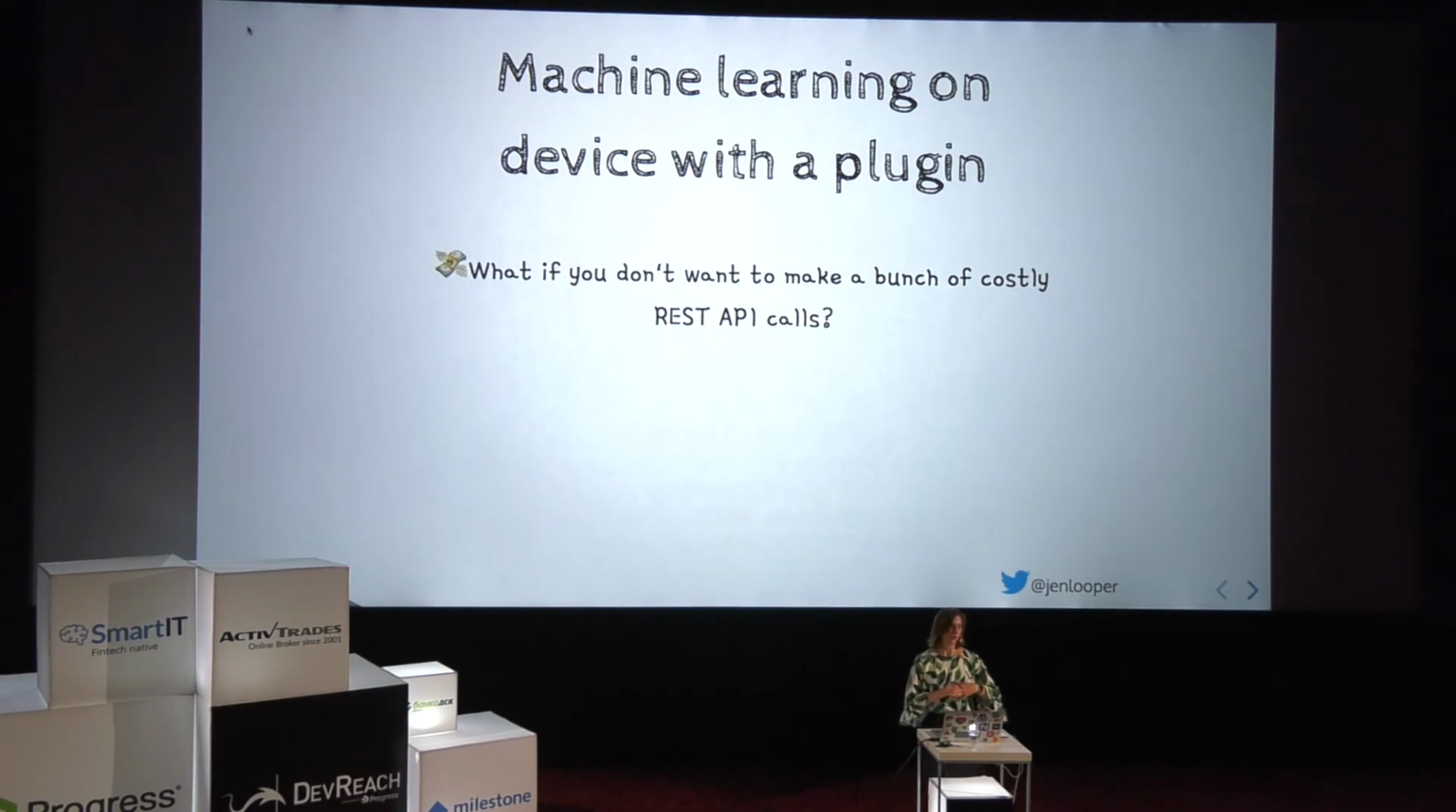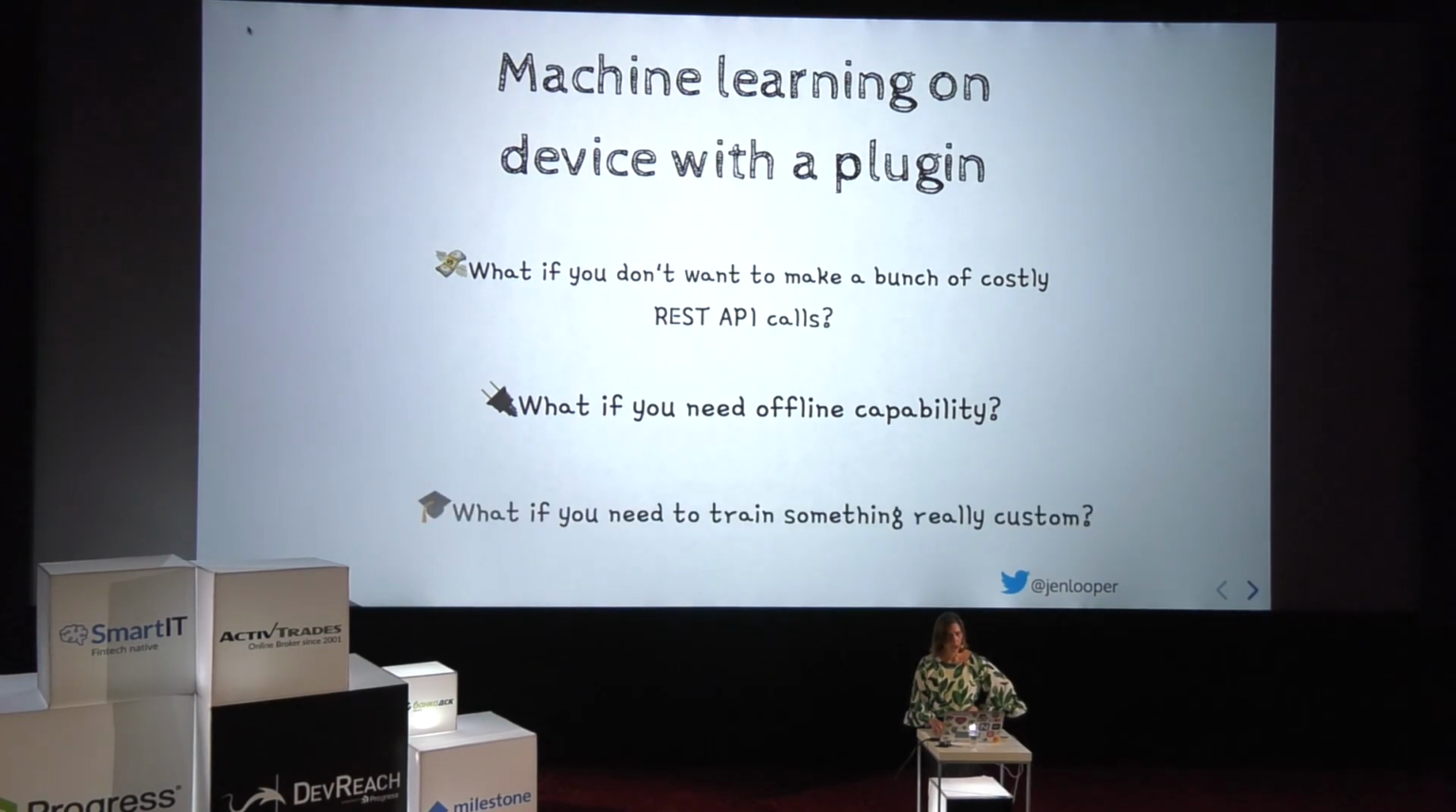You would love MLKit if you don't want to make a bunch of costly REST API calls externally. First of all, that kind of app is not going to work offline. And eventually, third-party services like Clarifai and Google Cloud Platform are going to start charging you. That can get expensive. Again, if you need offline capability, you need machine learning running on device. And if you want to train something really custom, you could train a model locally on TensorFlow, compress it, and use it in MLKit on device. It has a ton of potential and a lot of power.